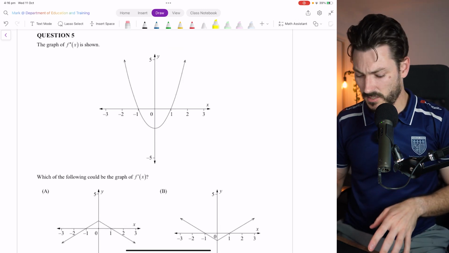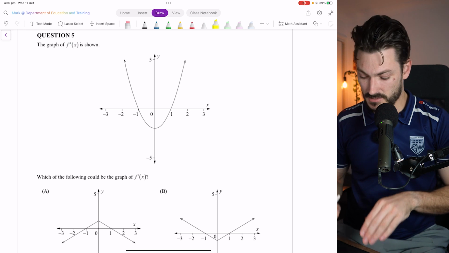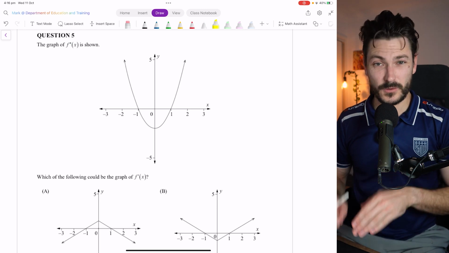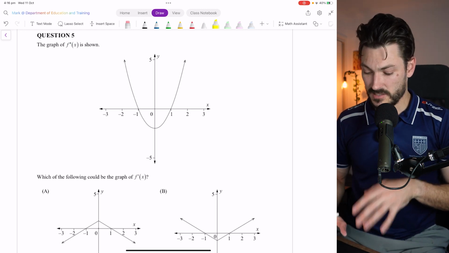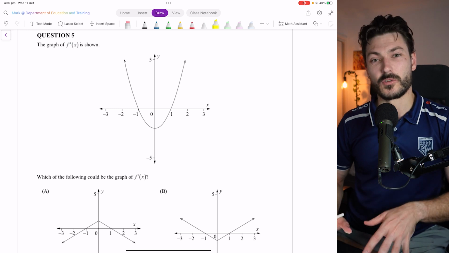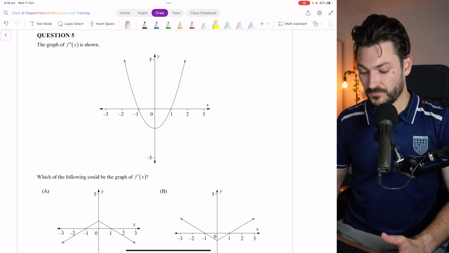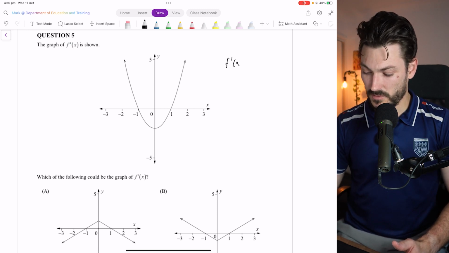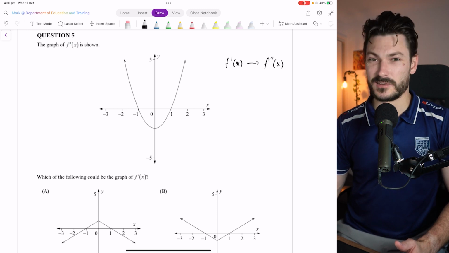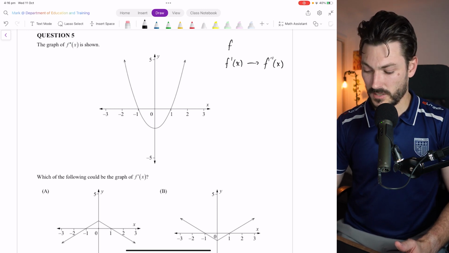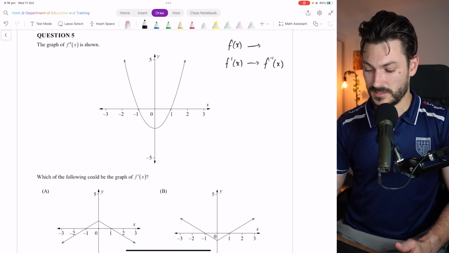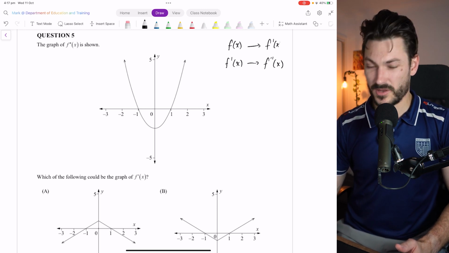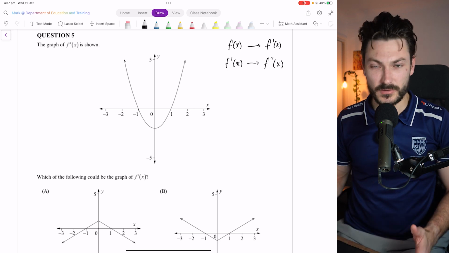All right, so we get a graph of a second derivative, and it's asking questions about the first derivative down below. This can feel tricky and something that you've not really been exposed to or taught, but all I want you to think of is that highlighter yet again, that moving from the first derivative to the second derivative, that's kind of exactly the same thing as moving from just the primitive function to the first derivative, right? They're only really separated by a derivative.